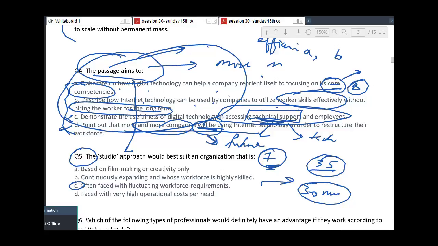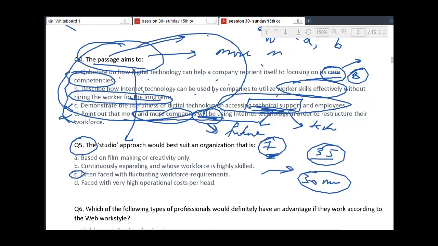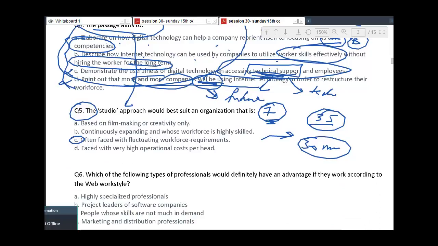Look for keywords, look for the words, look for the central idea. Look for what exactly is the core thing happening in the paragraph. Go to the next question now. And I'm solving this question, people. You're following. See, I have taken 10 seconds to solve the fifth question.